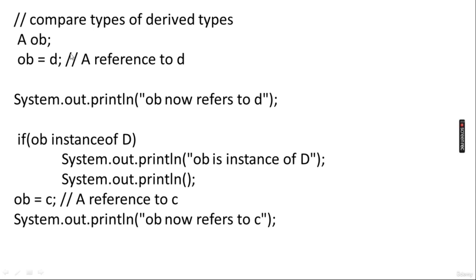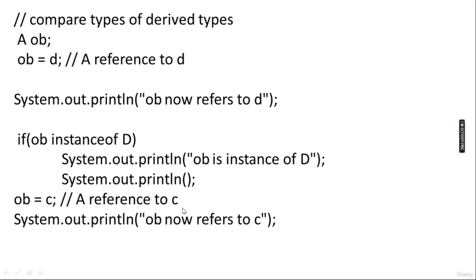Then, compare types of derived types. ob is equal to d, a reference to D. Then System.out.println "ob now refers to D". Now if ob instanceof D, meaning ob can be cast or ob is a type of D, it will print "ob is an instance of D".